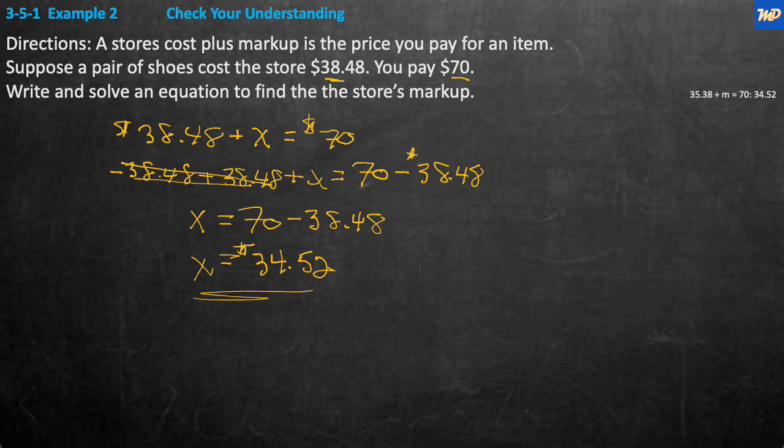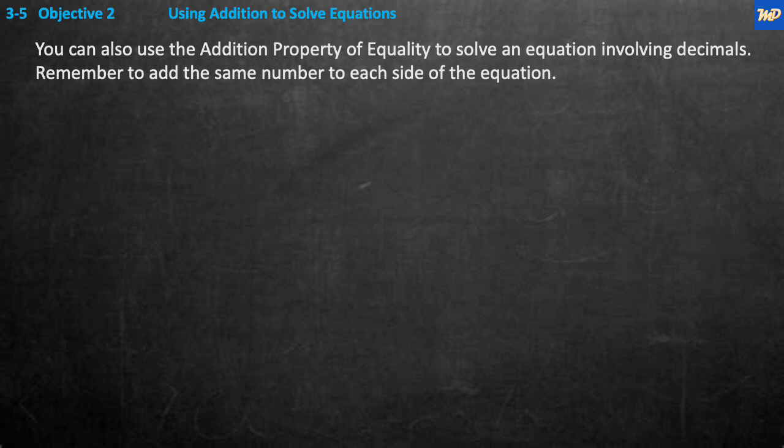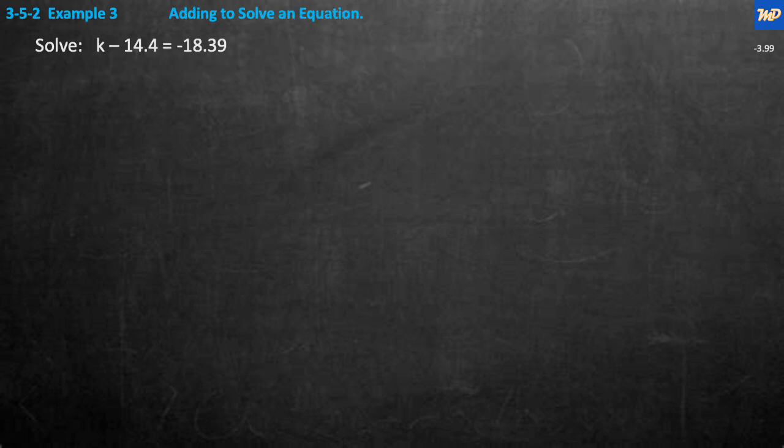Okay, good deal. Objective 2, using addition to solve equations. You can also use the addition property of equality to solve an equation involving decimals. Remember to add the same amount to each side. Okay, here we go. Example 3, adding to solve an equation. Solve k minus 14.4 equals negative 18.39.